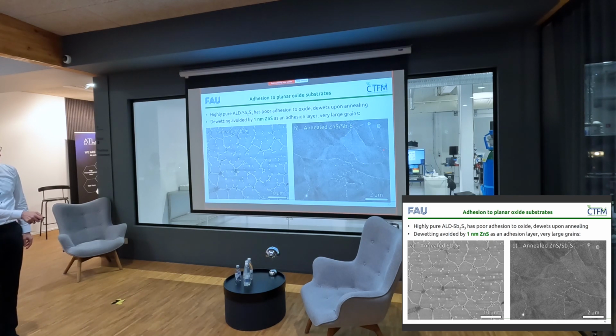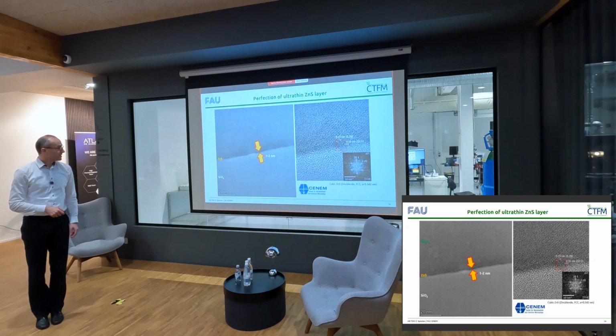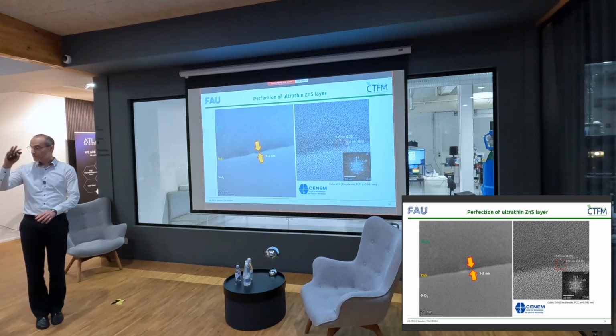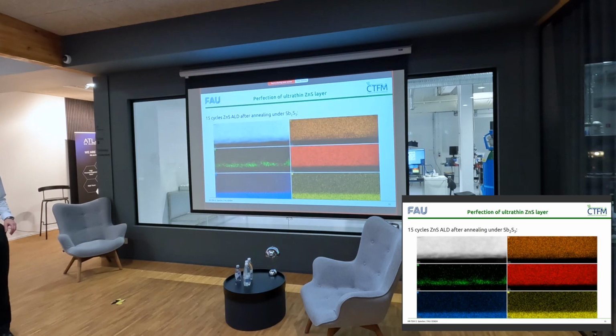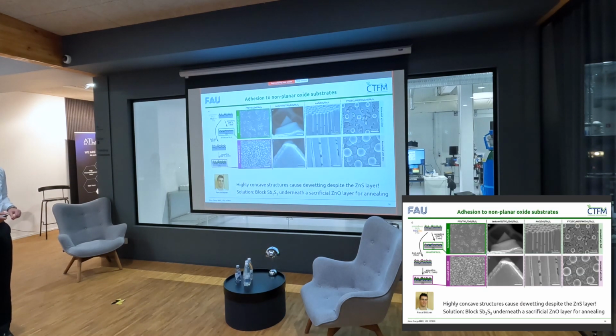in fact, these are the crystals. So laterally, they're up to 10 microns large. And this zinc sulfide layer remains continuous. It remains a layer. It doesn't start diffusing into the antimony sulfide, which would certainly not be desired. You can convince yourself here that it's the case.